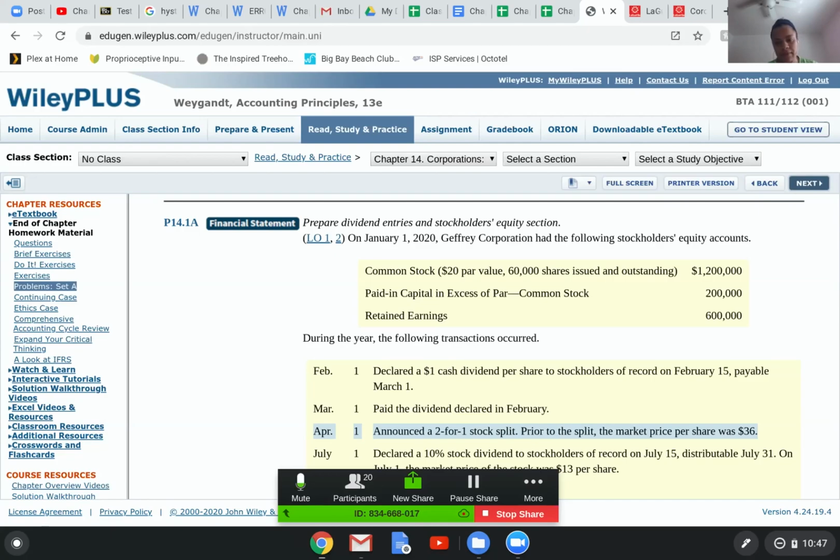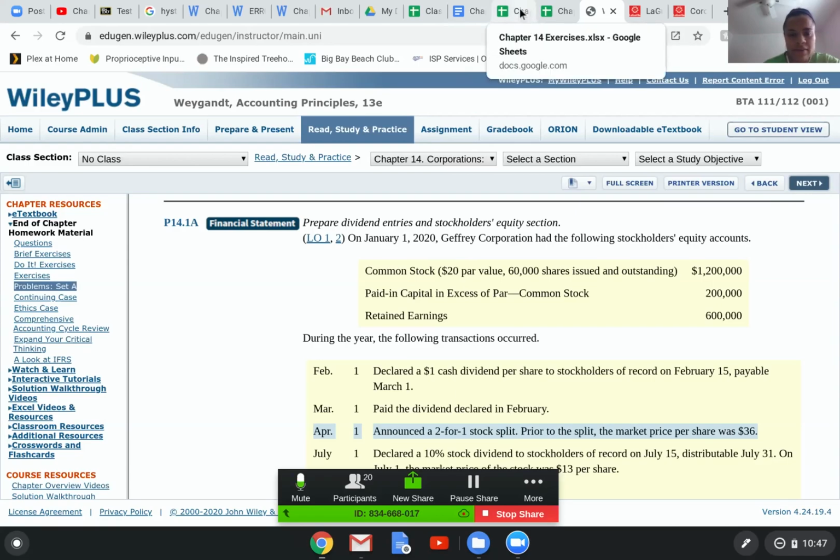All right. Does someone want to take a stab at this and tell us what you think? Someone said yes, so go ahead. So the par value goes down to 10. Okay, because it's a 2-for-1 stock split, for every one stock that you have, you'll now get two. So yeah, you're correct. If you have one stock of $20 par value, you'll now have two stocks of $10 par value each.